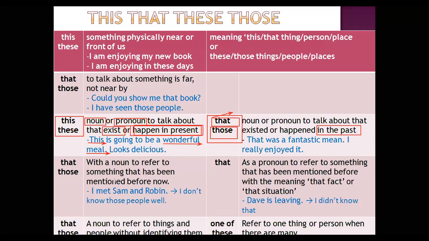Okay. The next one, that, those, with a noun to refer to something that has been mentioned before. Remember that I just mentioned that if something is in the past, we use that and those. So same thing here, something that refers to what was mentioned before.